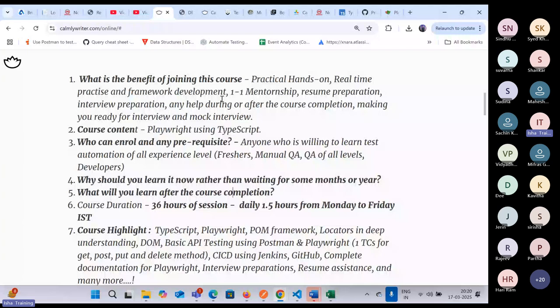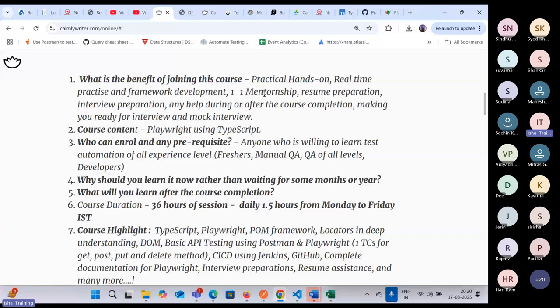One-on-one mentorship. When we talk about one-on-one mentorship, this will be another benefit. If you get stuck at any point of time while going through the course, and even after the completion of the course, you can reach back to me for help.